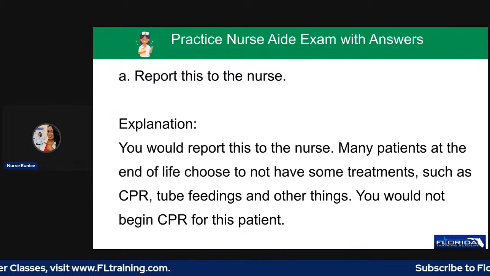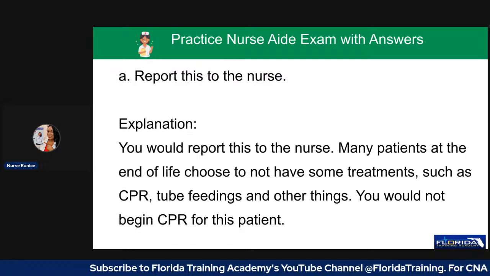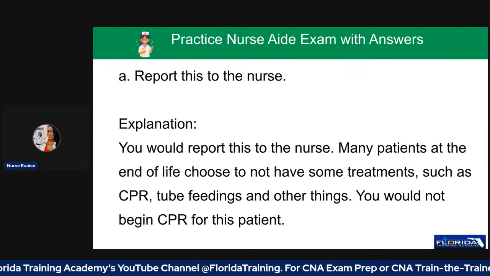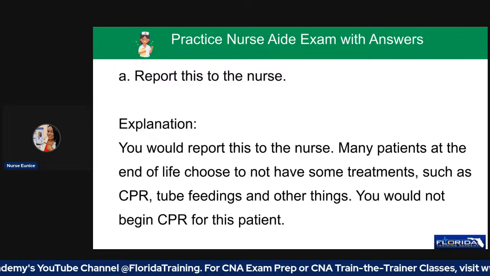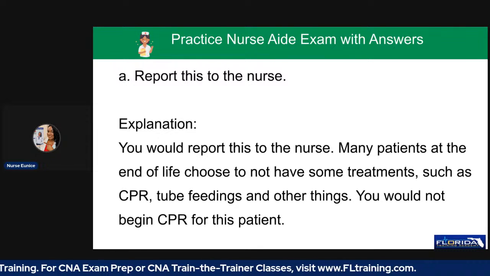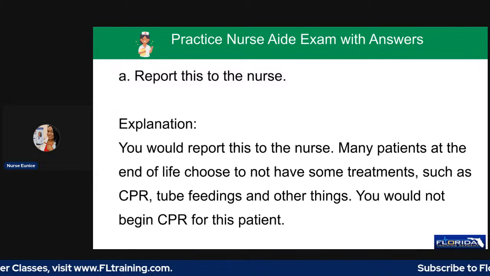Many patients at the end of life choose not to have some treatment, such as CPR, tube feedings, or other things that would prolong life. You would not begin CPR for this patient. So when someone has a DNR order, you want to be looking in the charts. You want to be finding that document before there's an emergency. And if you're in the hospital, usually your nurse will have that order in the front of the chart.